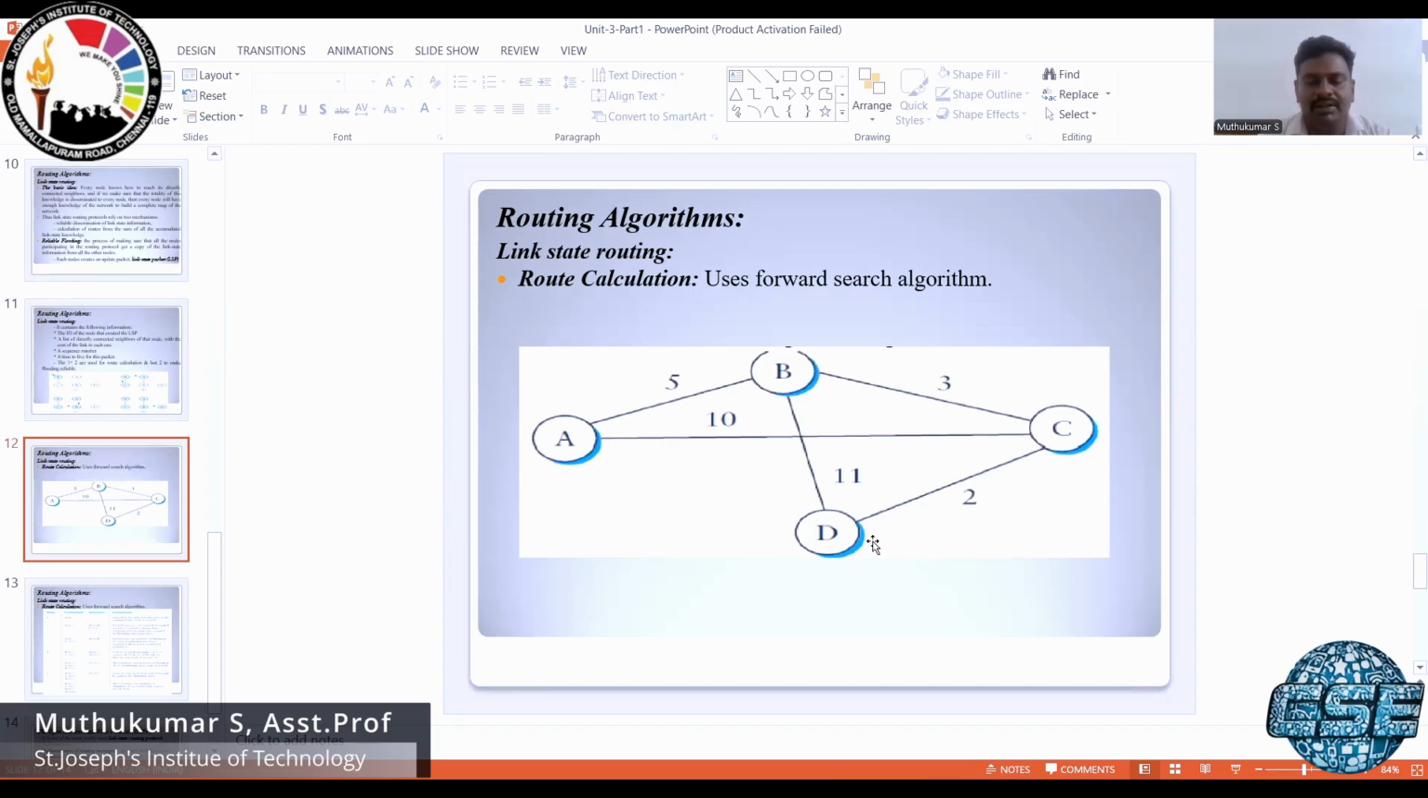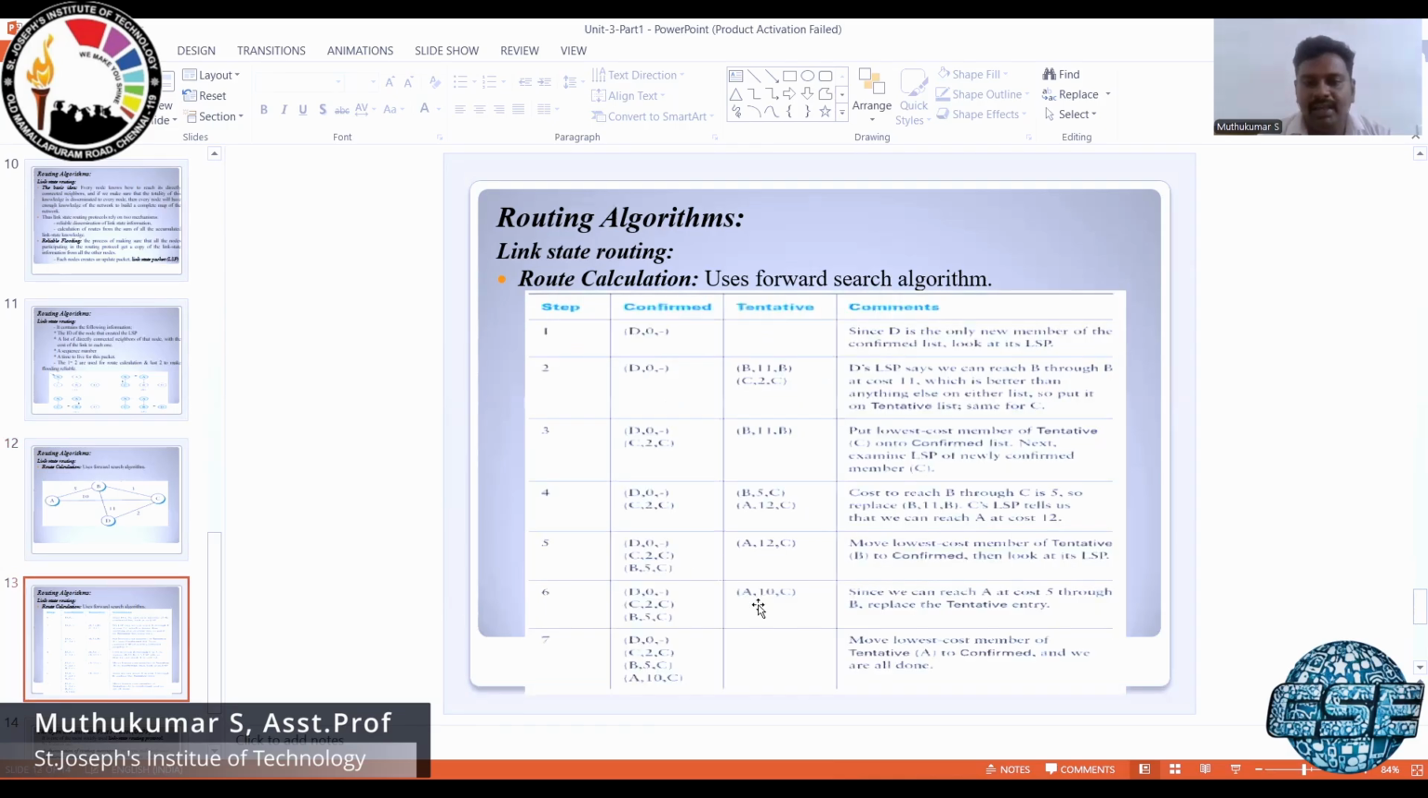So we have to check the value for A through B. So D to C, then B, then A. So 5 plus 3 plus 2. So we get A with the minimal value 10. Yeah, right. Already we have 12. But through B and C, we get A with the minimal value, that is 10. So that is given in the updated list.